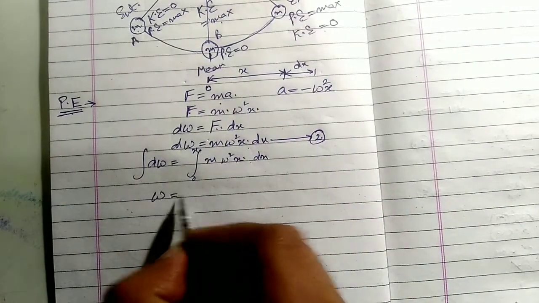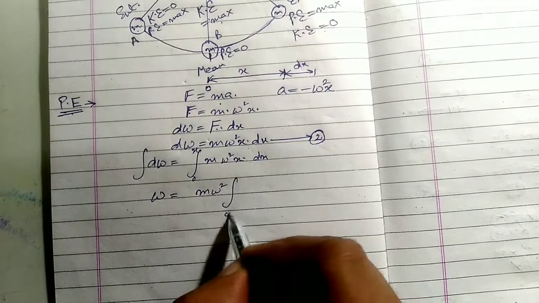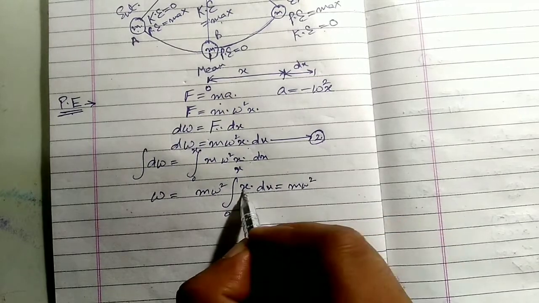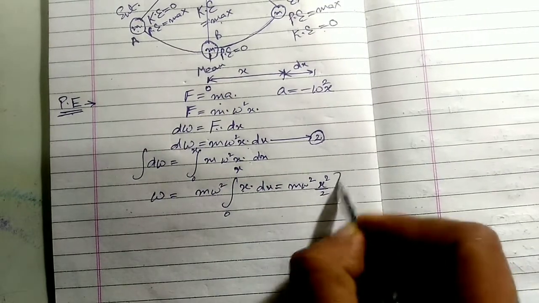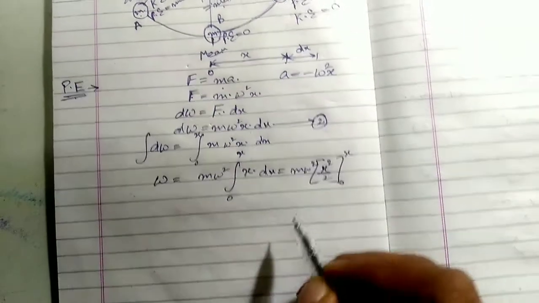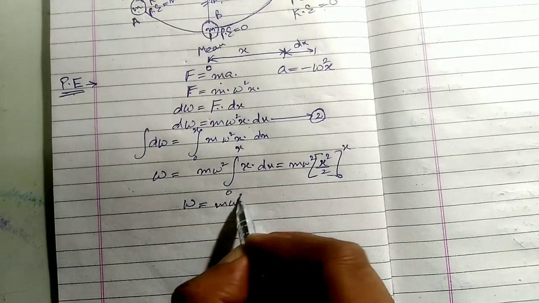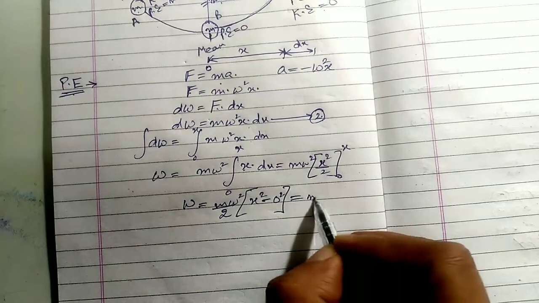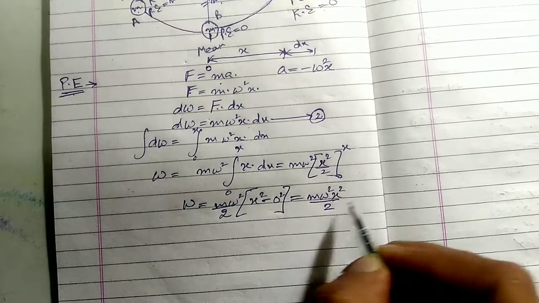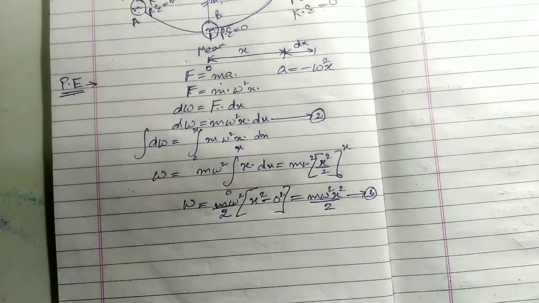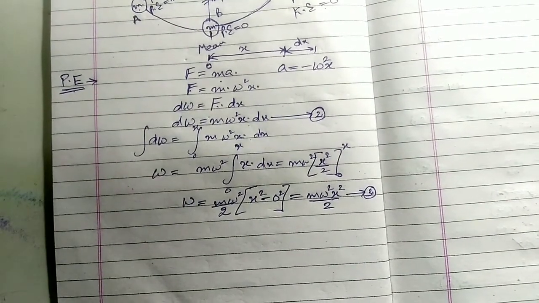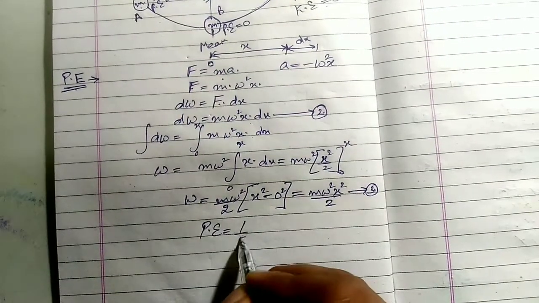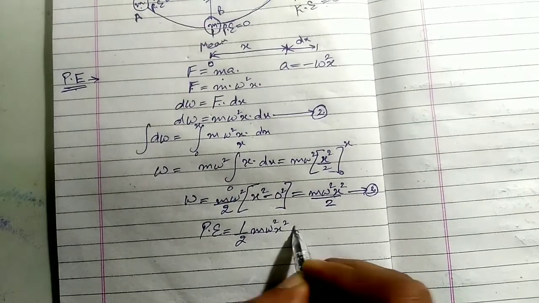So the integration of dW is W, m omega square is constant, x into dx. So m omega square, integration of x means x square by 2 within limits 0 to x. Okay, so W is equal to m omega square into x square minus 0 square, which is equal to m omega square x square by 2. So this is the work done on the pendulum, which is equal to potential energy, that is half m omega square x square.